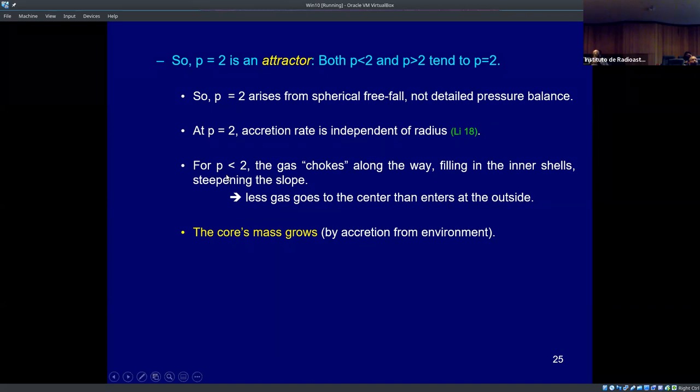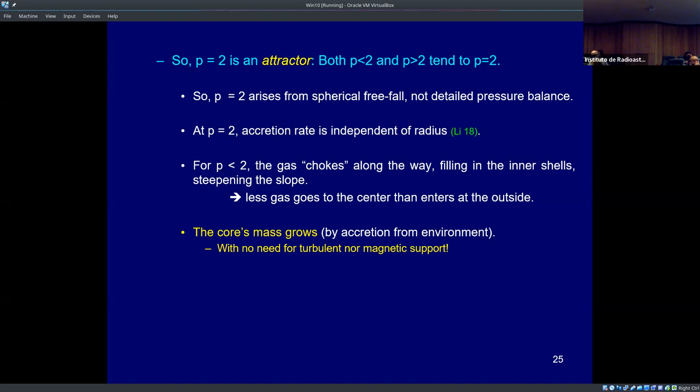Also very interesting, and we have discussed this before, I mentioned this in a previous talk here, is that if p is less than 2, then you find out that the accretion rate is larger at larger radii, which means that somehow the core is not able to transfer all the mass it receives from its surroundings to the central stars. It accumulates gas. So less gas goes to the center than enters from the outside, so the core can grow. This is very interesting because this gives us a mechanism for core growth without any form of support. It's just gravity doing its best, but it's still not able to transfer all of the mass to the center.